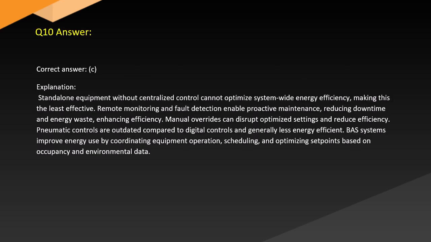Answer. Correct answer: C. Explanation. Standalone equipment without centralized control cannot optimize system-wide energy efficiency, making this the least effective. Remote monitoring and fault detection enable proactive maintenance, reducing downtime and energy waste, enhancing efficiency. Manual overrides can disrupt optimized settings and reduce efficiency. Pneumatic controls are outdated compared to digital controls and generally less energy efficient. BAS systems improve energy use by coordinating equipment operation, scheduling, and optimizing set points based on occupancy and environmental data.